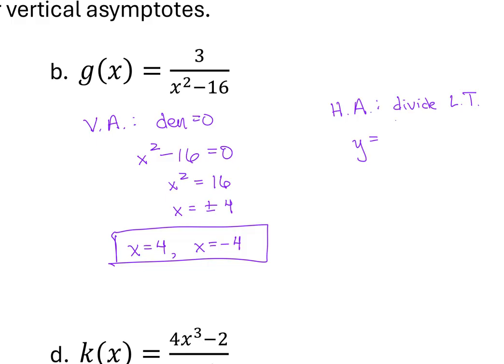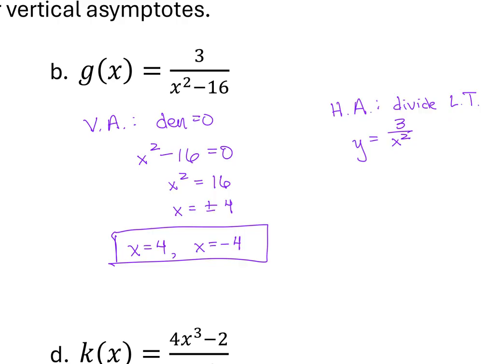All right, if we do this, we get y equals 3 over x squared. And all I want to do is look to see if we can simplify this. And this does not simplify. The main thing when we talk about horizontal asymptotes is we want to know what this becomes as x gets really, really big.